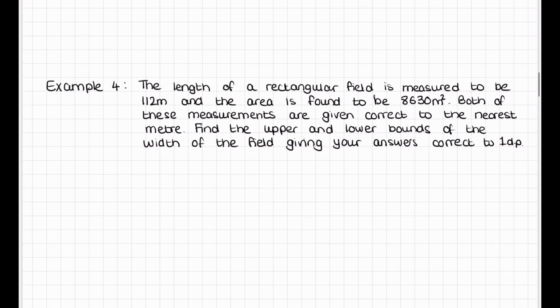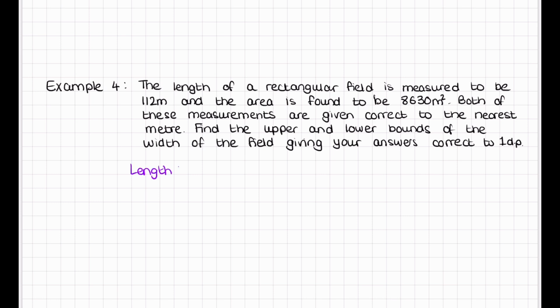Example 4. The length of a rectangular field is measured to be 112 metres and the area is found to be 8,630 metres squared. Both of these measurements are given correct to the nearest metre. Find the upper and lower bounds of the width. So a bit similar to the last question, but just a little bit in reverse. So first of all, let's look at our bounds.